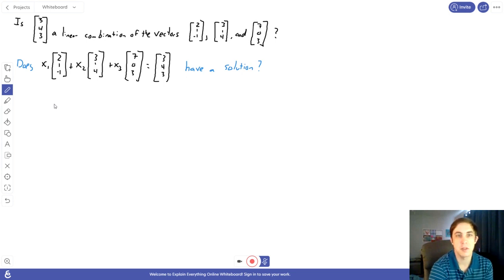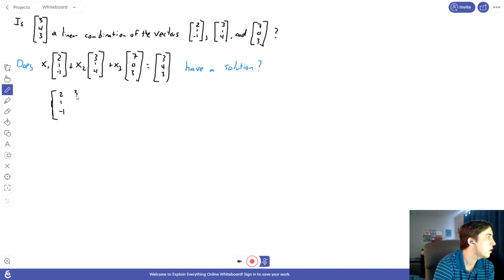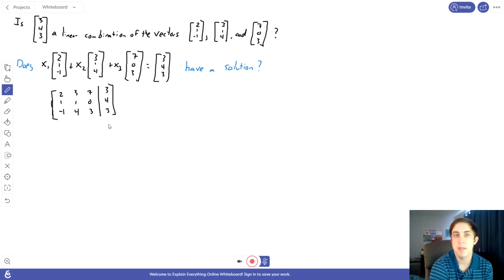In which case we'll want to write down an augmented matrix representing this system and compute its reduced row echelon form, just like we're solving any other system. So the matrix we're interested in here is 2, 1, -1, 3, 1, 4, 7, 0, 3, and we're trying to produce the vector (3, 4, 3). This augmented matrix corresponds exactly with our vector equation above.